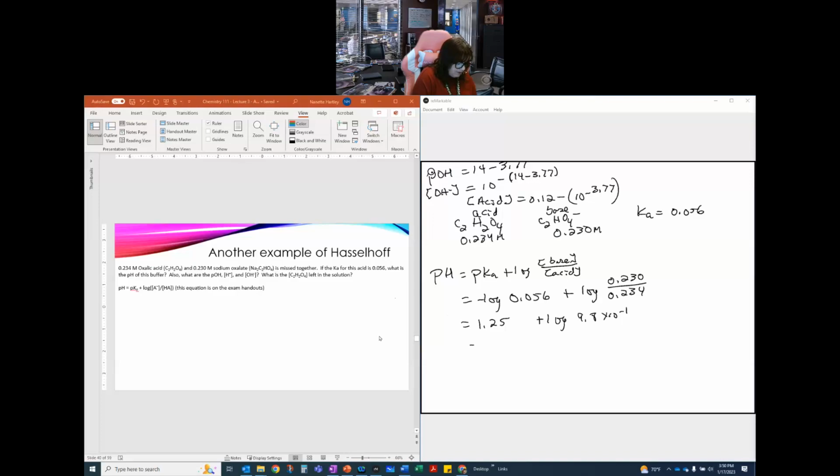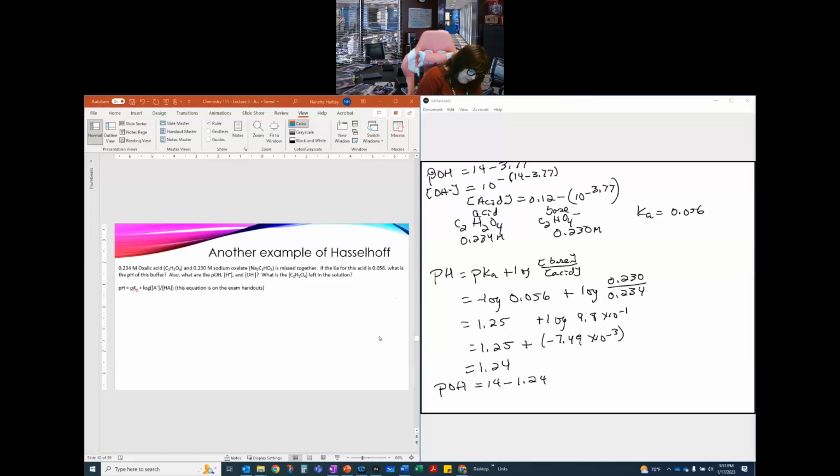It gives me 1.25 plus negative 7.49 times 10 to the minus 3. So I'll add that to the 1.25 because it's a negative number. That gives me 1.24 as my pH. Okay. So what's the pH of the buffer? What is the pOH? pOH equals 14 minus 1.24. I'll let you calculate that.